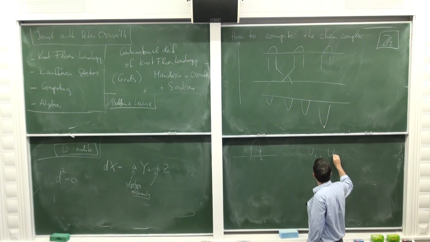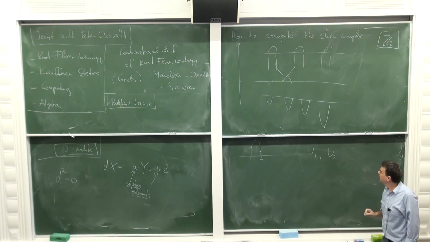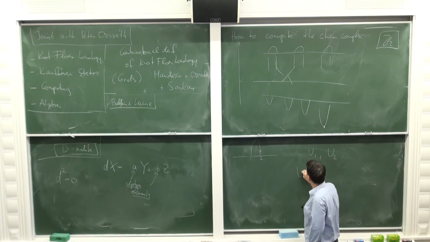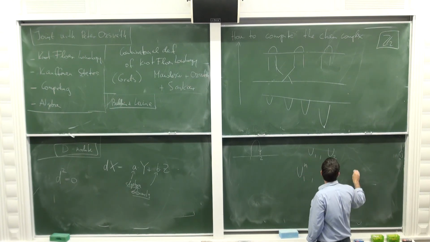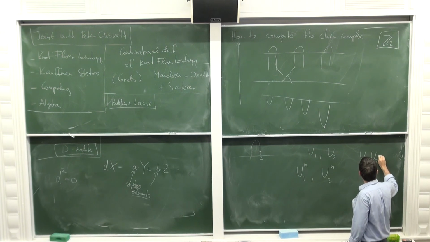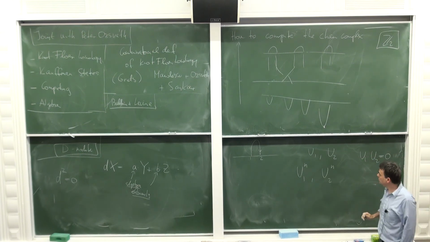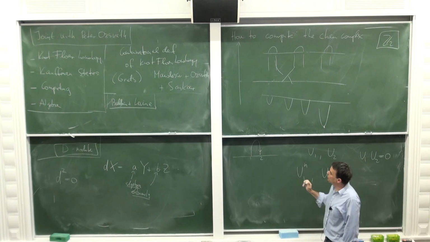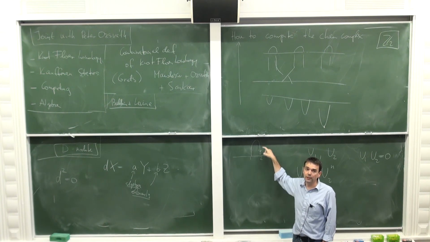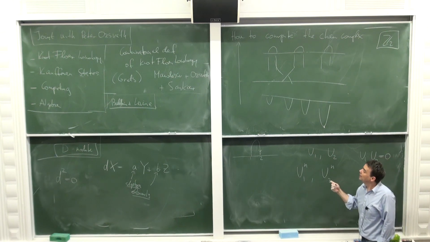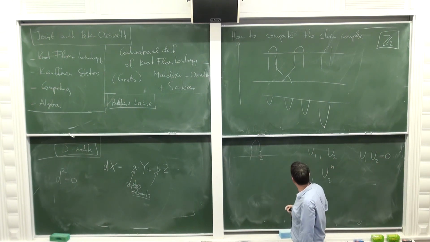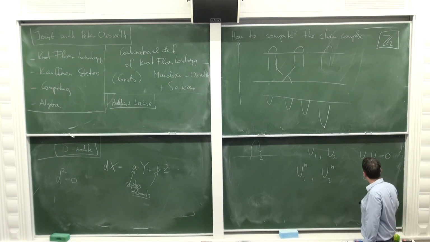U1, U2, so these are some elements. A typical algebra element would be U1 to the n, U2 to the n. U1 times U2 is 0. But there will be also something extra about orientation. And so far we don't see any differential, but then we have an extra element, which in this case would be C1.